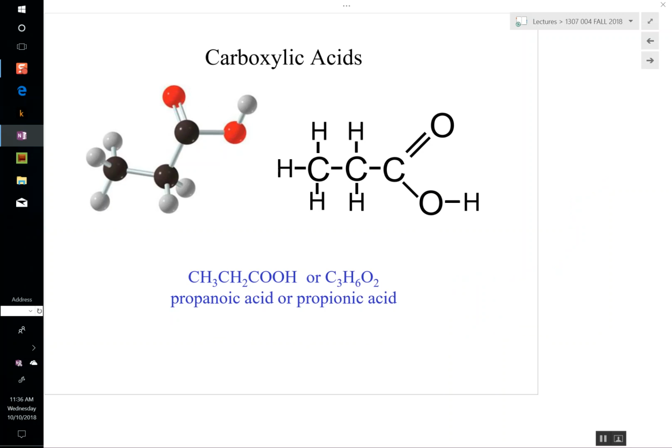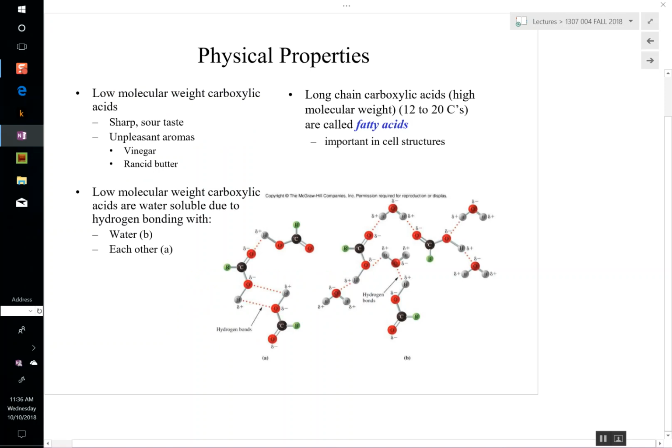Here's 3 carbons with a carboxyl group on the end. Propane, we're going to drop the E and add oic acid to it for the IUPAC name. This is the IUPAC name: propanoic acid. We actually add the word acid to it. So we'll dive into the nomenclature a little bit more.